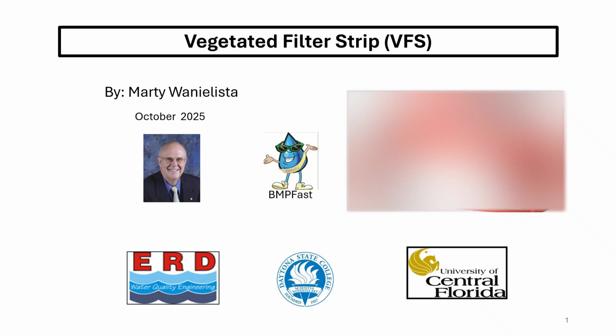Today, we're going to delve into the concept of a vegetated filter strip, often abbreviated as VFS. This is a crucial component within green stormwater infrastructure, and you can find it detailed in Appendix O, Table 1 of the applicant's handbook.